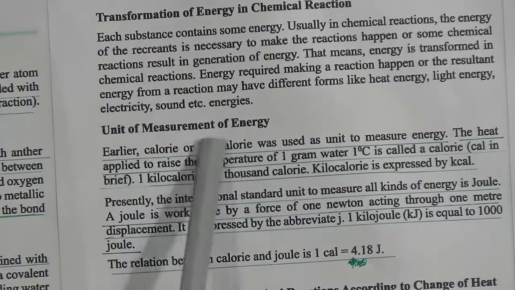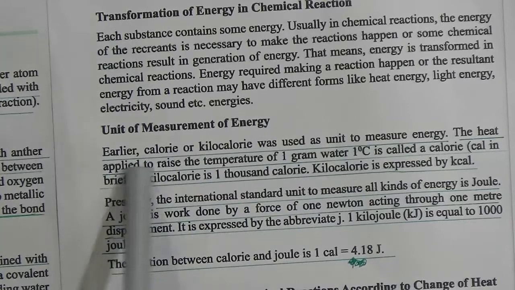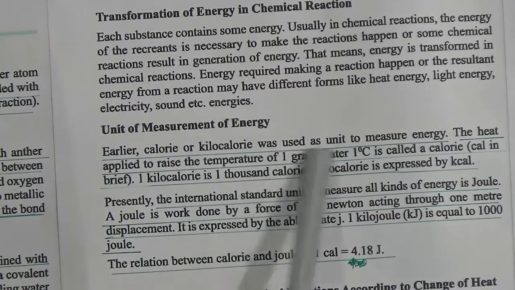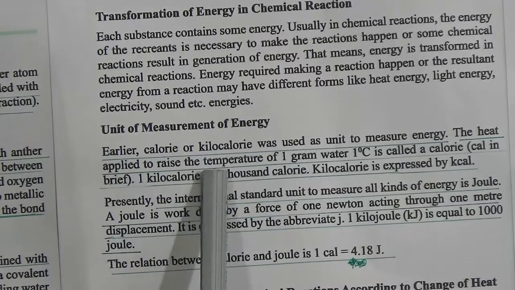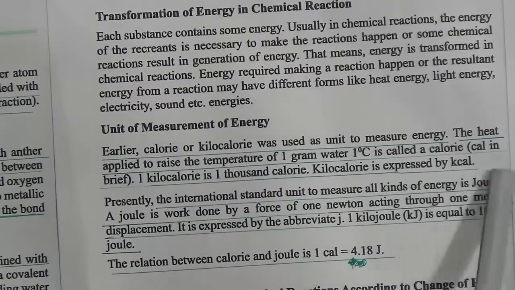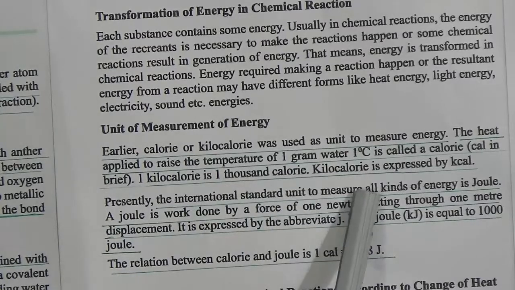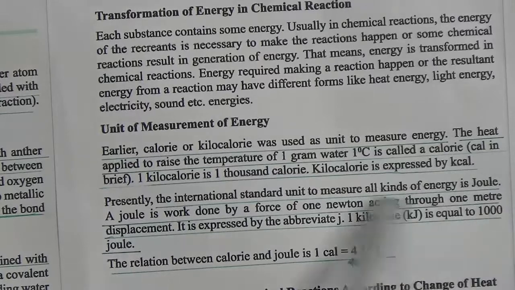Now come to the unit of measurement of energy. We already learned in our previous classes that calorie or kilocalorie was used as a unit to measure energy. The heat applied to raise the temperature of 1 gram of water by 1 degree Celsius is called a calorie. Now 1 kilocalorie is 1000 calories, and kilocalorie is expressed by kcal.